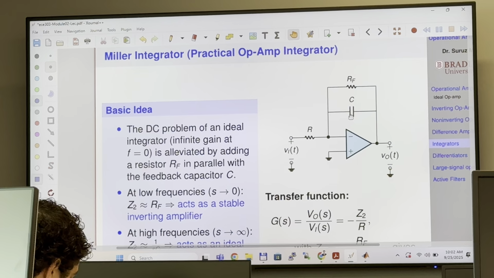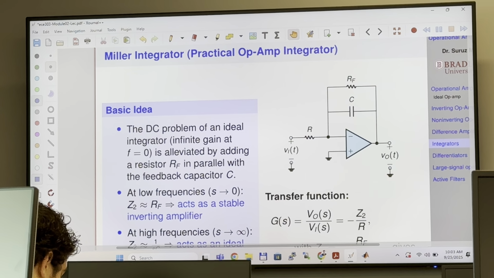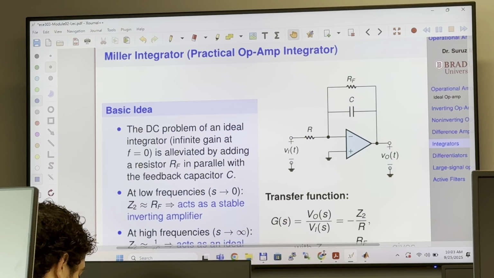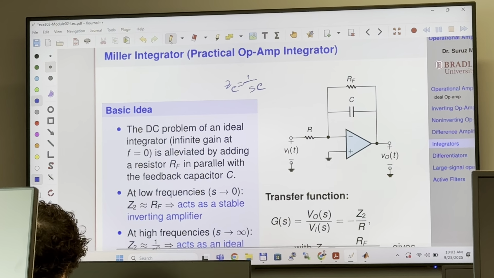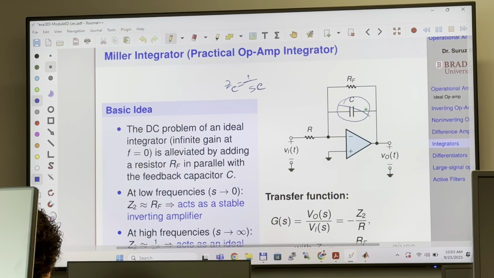Now, when frequency is 0, what is the impedance of the capacitor? At 0 frequency, what is the impedance of the capacitor? Guys? The impedance of capacitor C is 1 over SC. At 0 frequency, what is the impedance? Infinity. And infinite impedance means that there is no capacitor.